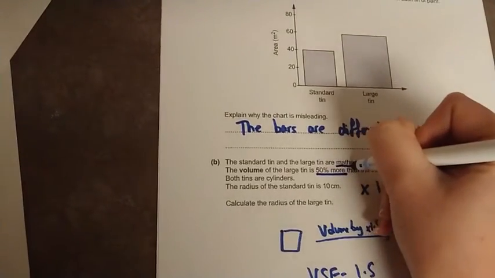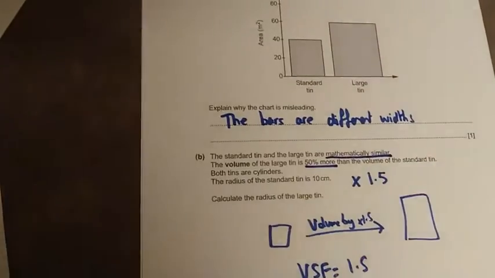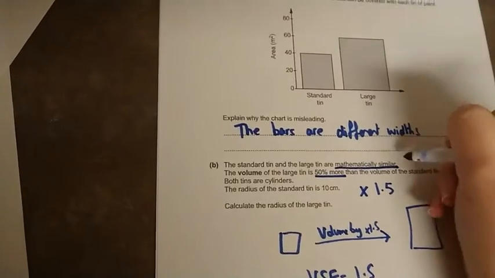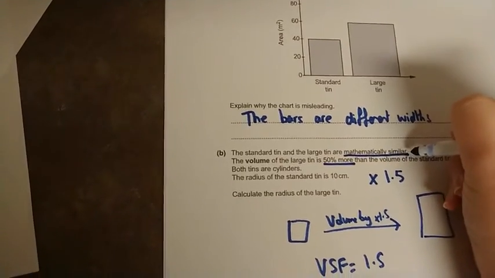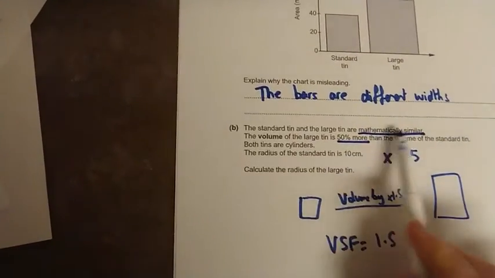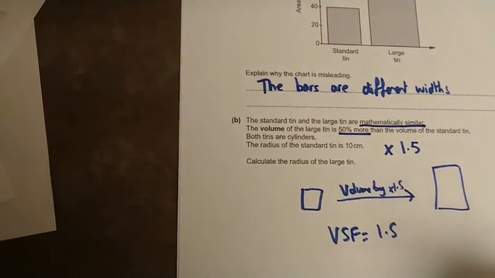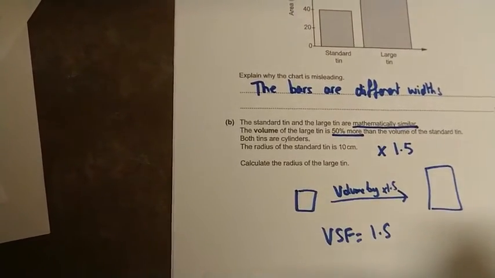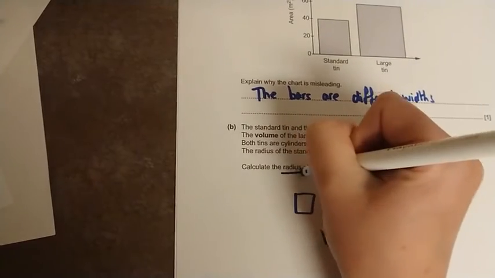Whenever you see the words, I should have said this at the start, whenever you see the words mathematically similar or just similar, it's going to be to do with scale factors. So whenever you do that, always try and think, what scale factor do you know? What scale factor are we trying to work out? So we're trying to calculate the radius.